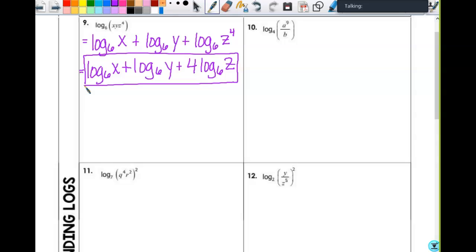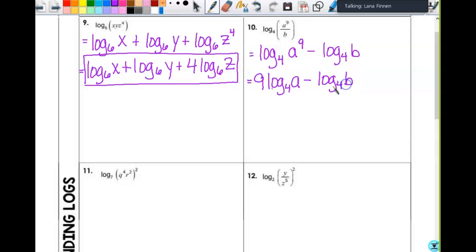All right. So number 10, that exponent 9 only affects a. It does not affect b, so I do not get to take it out in front of the log at the beginning. I need to start by splitting that up. So this is going to become log base 4 of a to the 9th minus log base 4 of b. Then I'm going to take this 9, and it can now come out front. It'll be 9 times the log base 4 of a minus log base 4 of b.